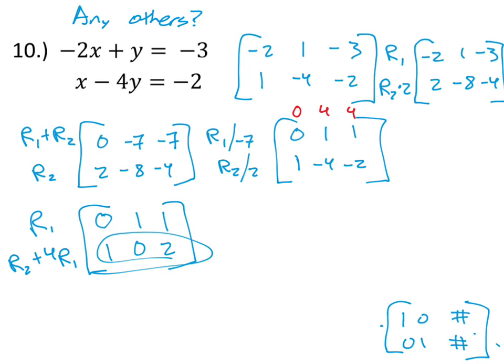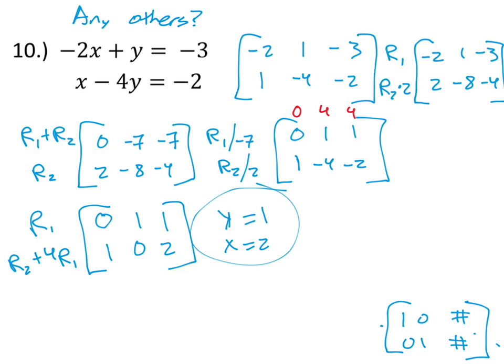This row is the x row, and this row is the y row. So x equals 2, and y equals 1. So I got my answer. All right, we're going to do one last example.